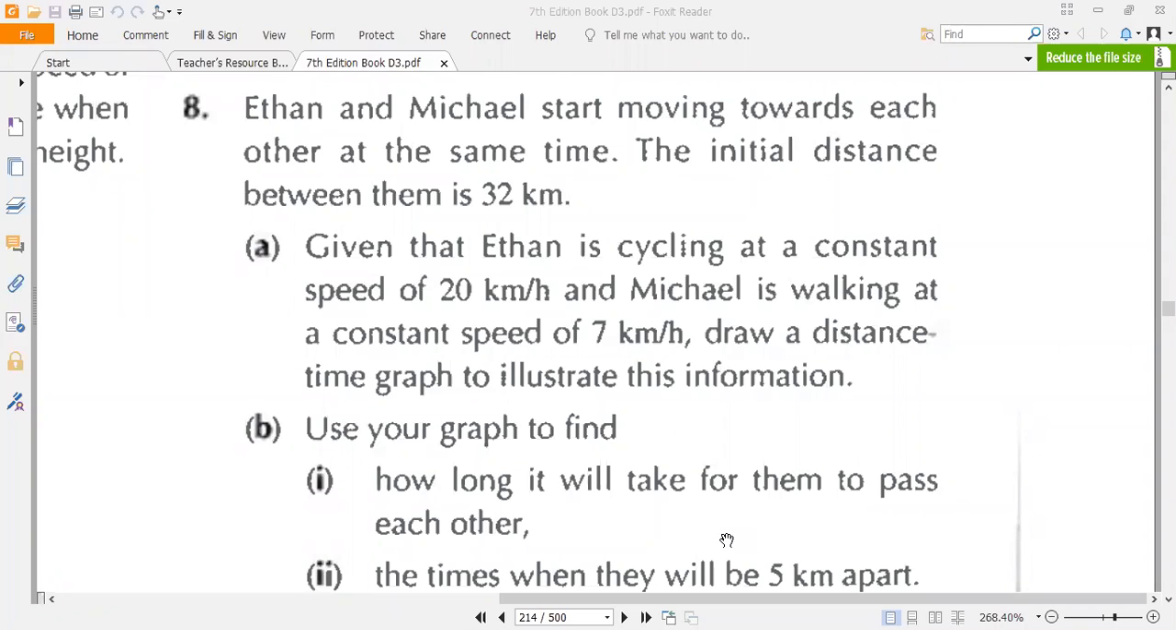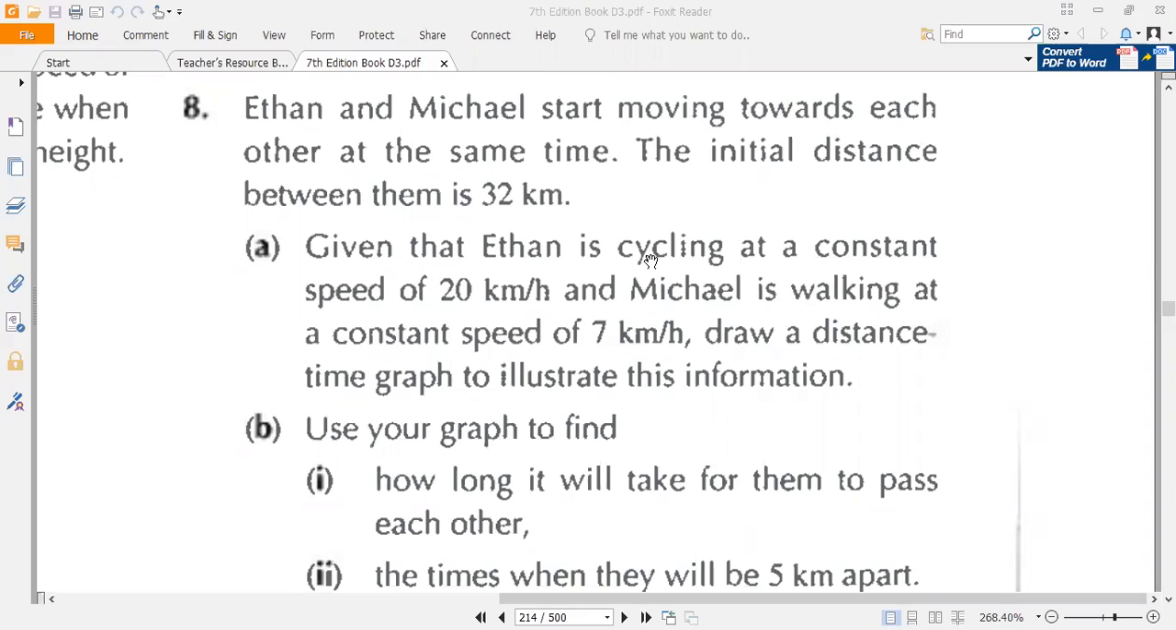Question number 8 of exercise 7C. Ethan and Michael start moving toward each other at the same time. Okay, so it means they are not standing together, they are moving from opposite directions and they are coming toward each other. That is the first part of the question showing.